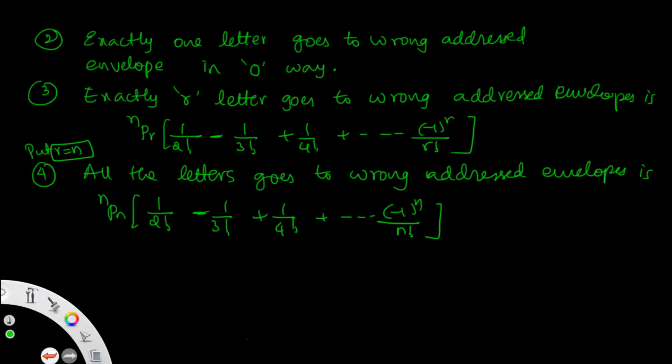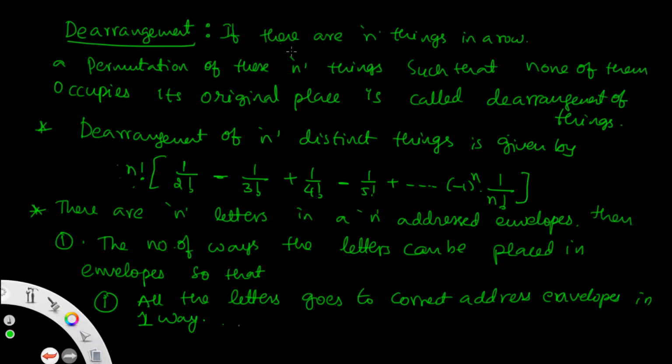So, what is that? If there are n things in a row, the permutation of these n things such that none of them occupies its original place is called derangement of things.